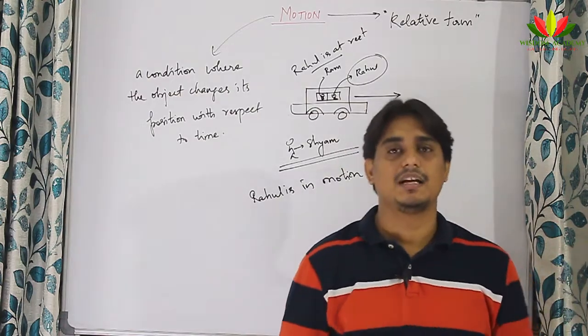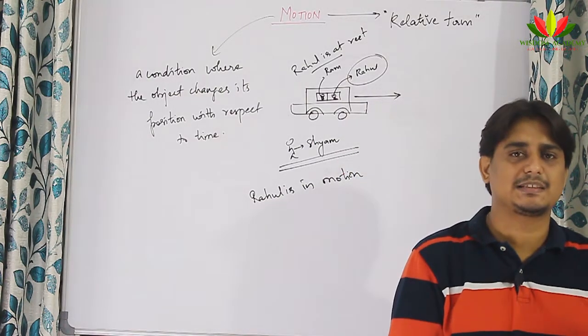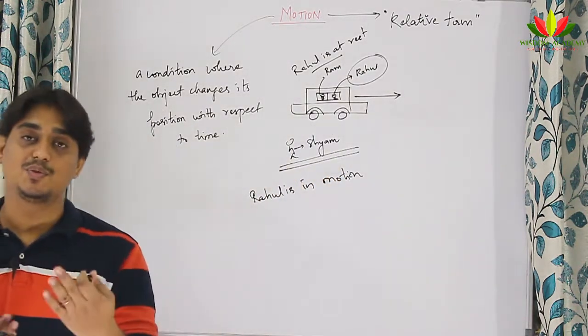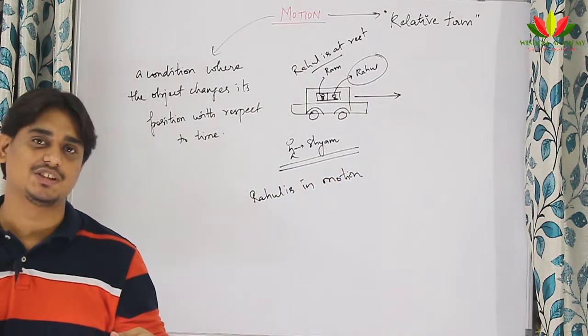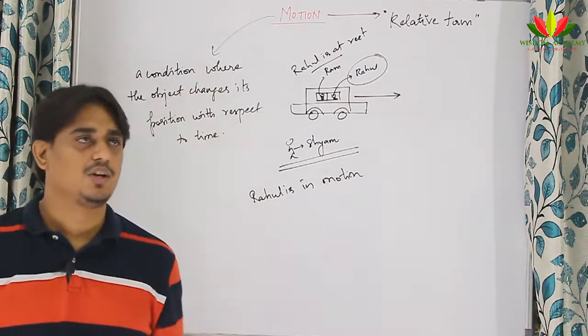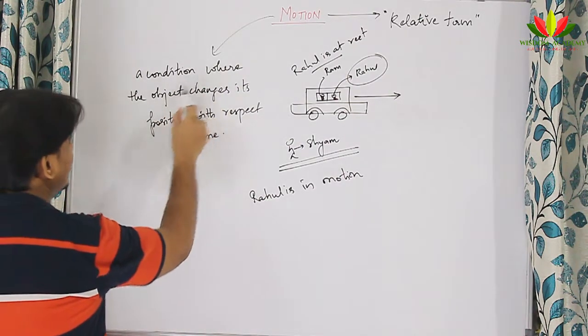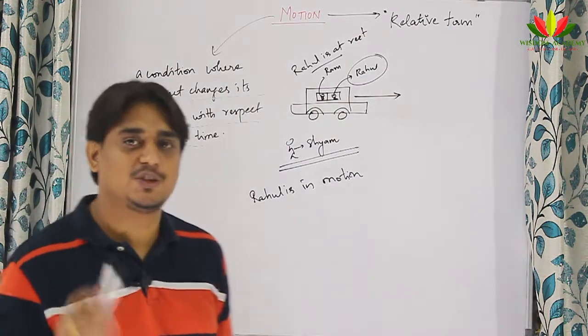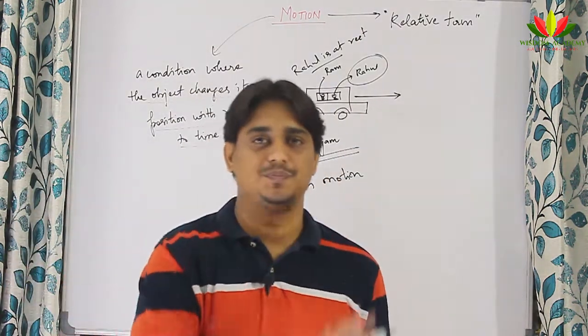Suppose I am standing in front of you and next moment I am here, next moment I am here, and again I am here, then for you I am in motion because my position is changing with respect to time. So the easiest way to define motion is: when the object changes its position with respect to time, the object is said to be in a state of motion.